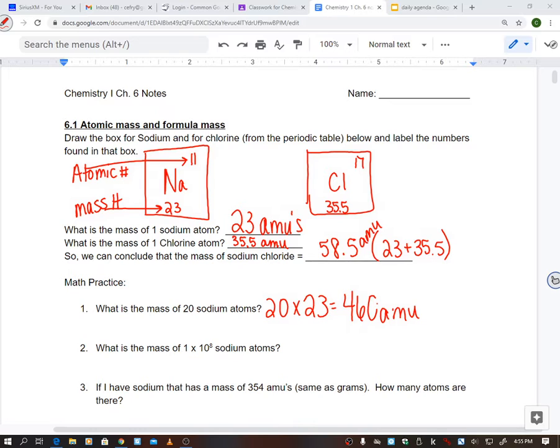So we're still going to do the same thing as what we just did. We're going to take that 1 times 10 to the 8th, and we're going to multiply it by what one of them weighs, which is 23. Now when you do this, you put this in your calculator, you're going to get 2.3 times 10 to the 9th atomic mass units.